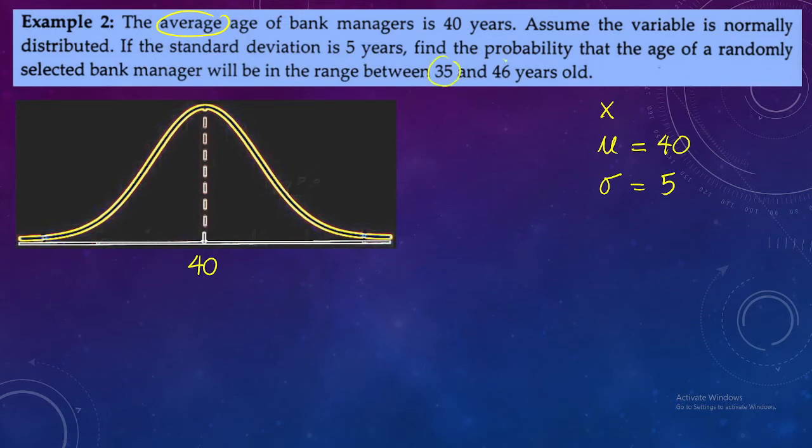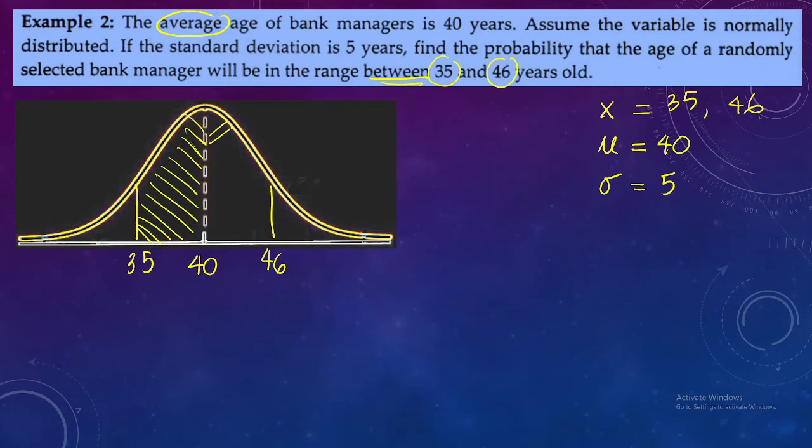So, we have here our two values for X, 35 and 46. Now, let's locate 35 first. As you can see, 35 is less than 40. I'll be writing 35 over here. And as you can see, 46 is more than 40. I'll be writing 46 over here. And it is stated here, the probability between. So meaning, I'll be getting this area, and I'll be getting this area, and I'll be adding the two areas. So let's have area 1 and area 2.